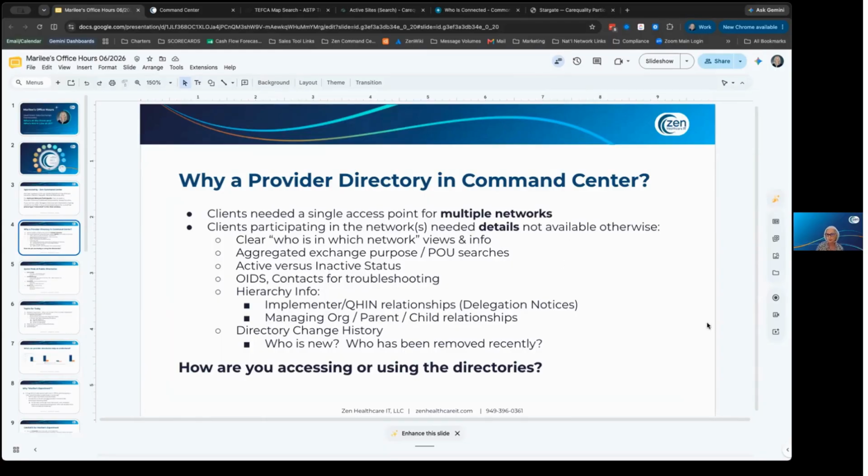They need to be able to have a multiple network view from one search, because a lot of our clients are participating in multiple networks. They needed to be able to see details like active versus inactive status. They needed to look at OIDs, which are the unique identifier for the network participants, and access technical contacts when they're trying to troubleshoot connectivity. Maybe they're trying to do a delegation of authority form and need some of that information, or simply need to know what's changed, who's new to the directory that maybe I could be exchanging data with that I'm not aware of. So with that, I'd like to pause for a second.